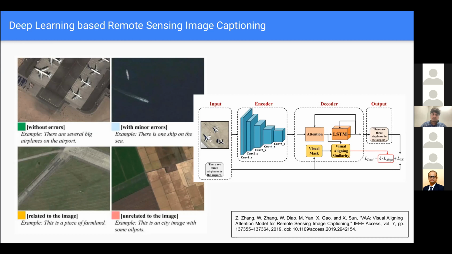So let's take a look at the specific examples that have been presented in this slide. If we take a look at the first image on the left hand side, we can see, as humans, we are easily able to deduce that this is probably an airport hangar wherein there are many airplanes which have been parked. The neural network proposed by this particular research paper was able to generate this English language sentence saying there are several big airplanes on the airport, right? Taking a look at the image on the right hand side.